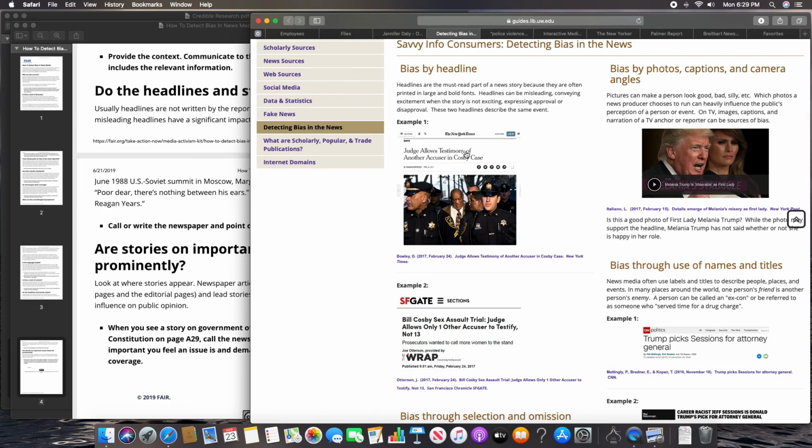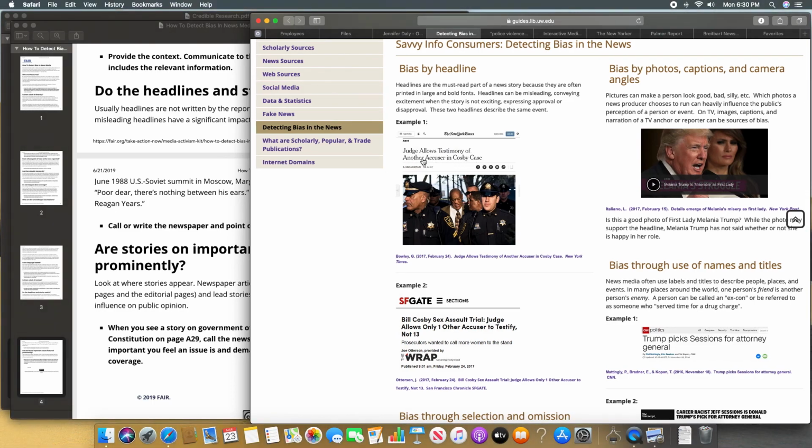Rather than "testimony, Cosby case," right? Really objective words, words that are not adjectives but nouns, okay? We don't have "stupid judge," or anything describing testimony, right? Look, there's no adjectives here except for this word "another" to indicate that there is one more, right? Versus here, "allows only one other accuser to testify, not 13," right? It's the "sex assault trial" versus "judge allows testimony in the Cosby case."